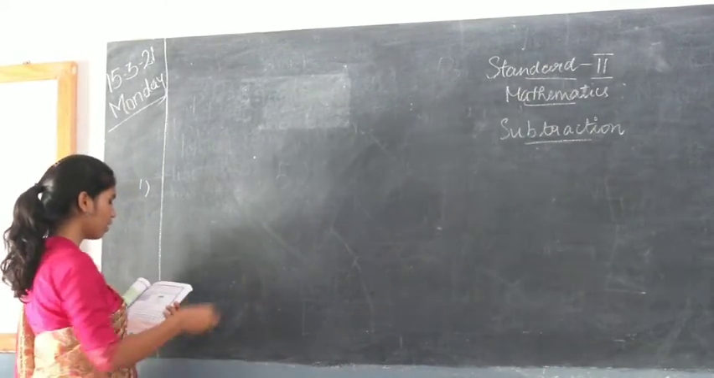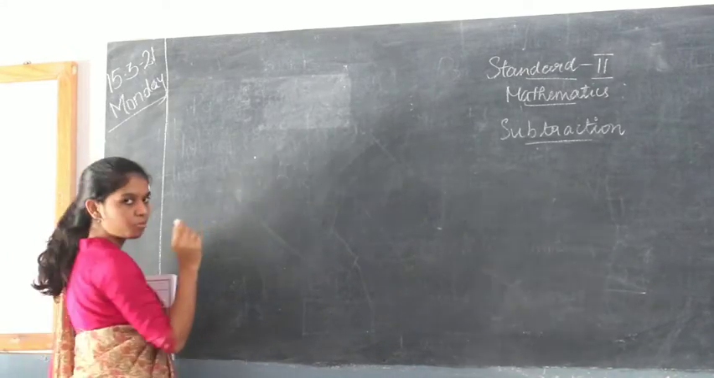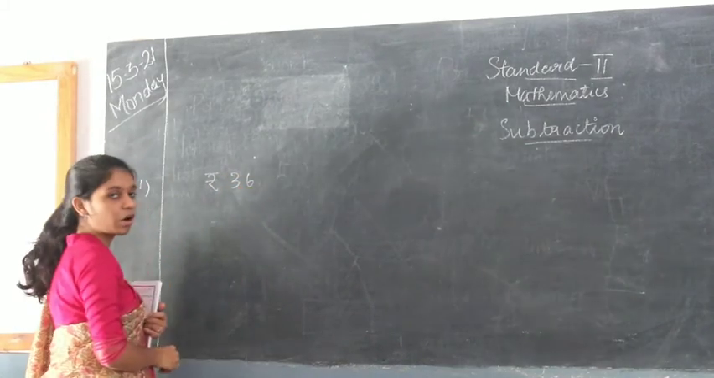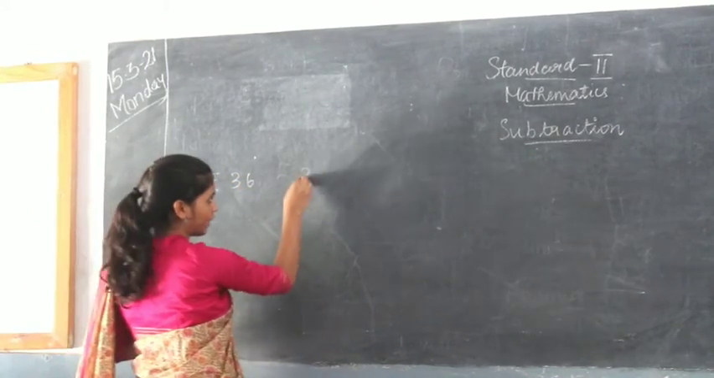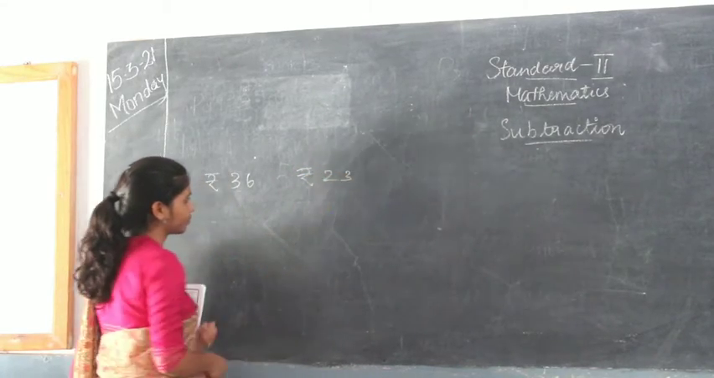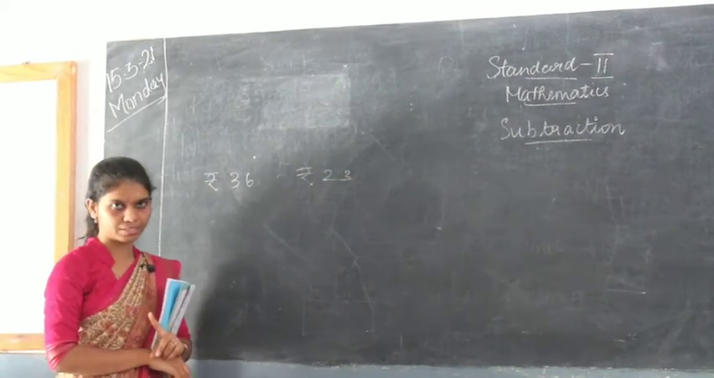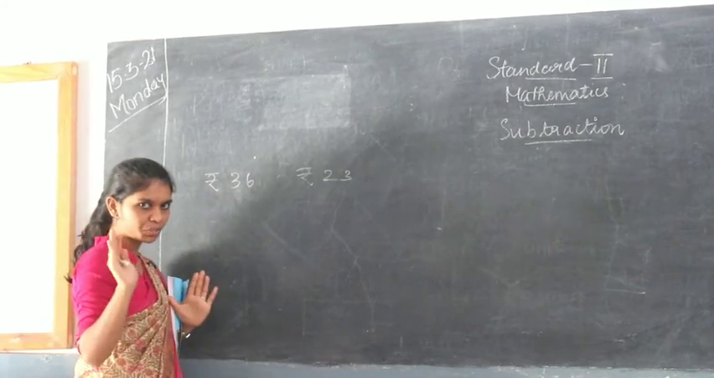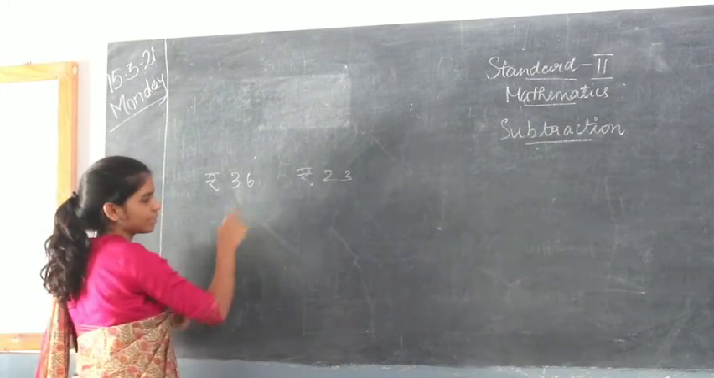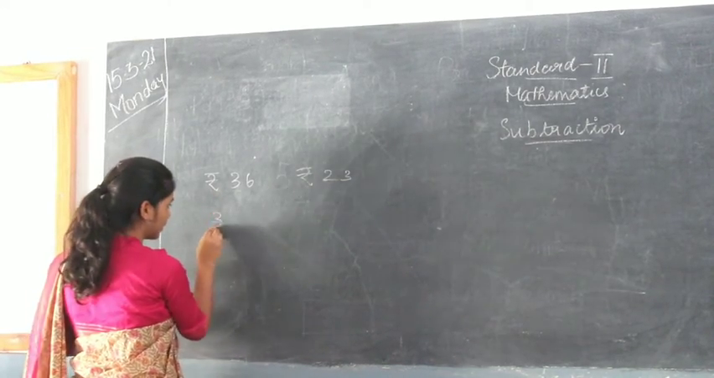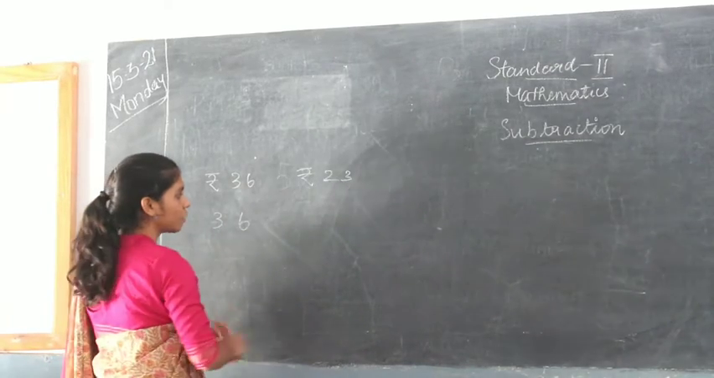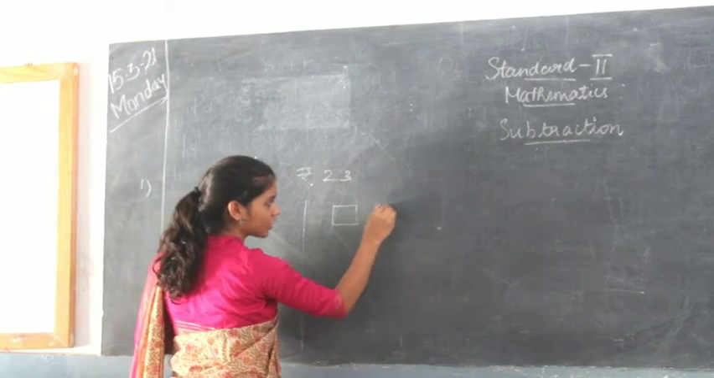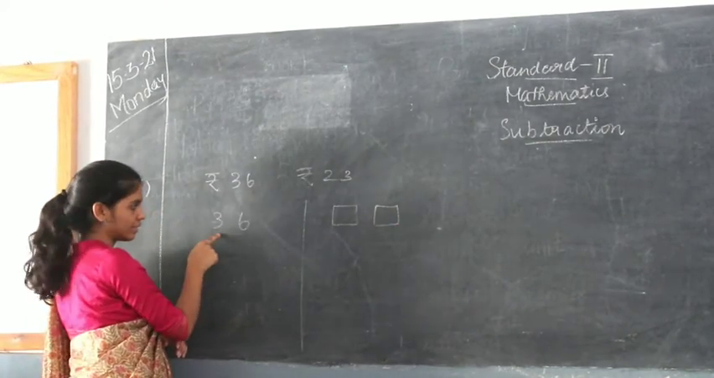First, how much money she had? Rupees 36. And how much money she spent? Rupees 23. So what you should do first is write the total amount she had, that is 36 rupees. We'll write this in terms of tens. Here this is the unit place and this is the tens place, right?